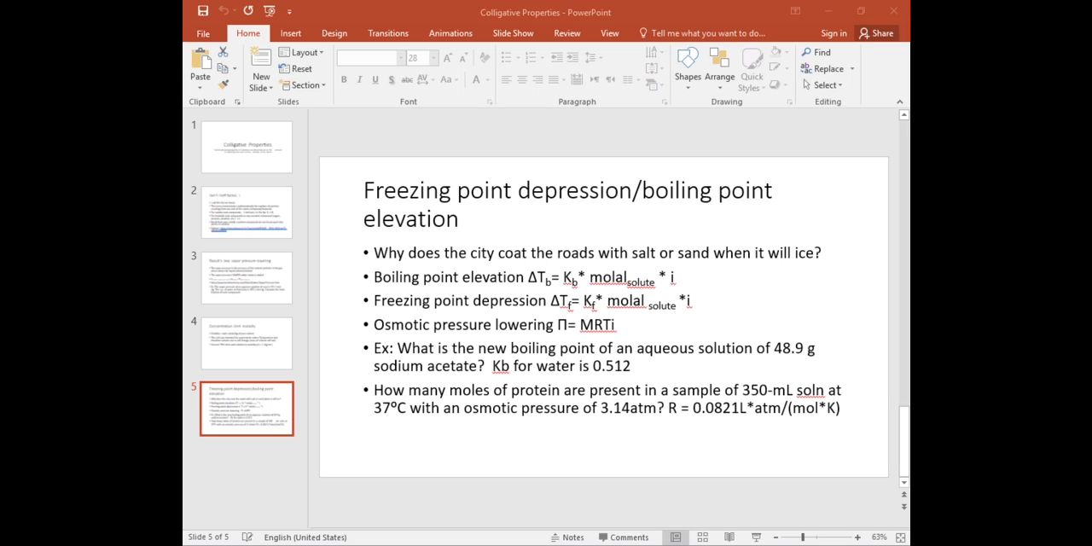So we're talking about not just freezing point and boiling point, but also osmotic pressure. So this also isn't a completely descriptive title. Somebody needs to fix that. Who did this work? Is me.